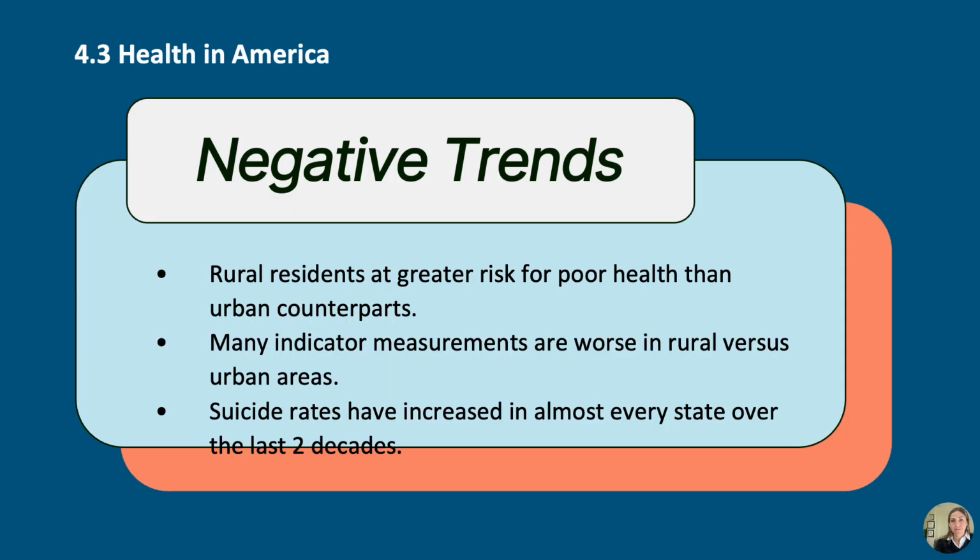In terms of negative trends, things that we see are that rural residents are at greater risk for poor health than urban counterparts. Many indicator measurements are worse in rural areas versus urban areas. Suicide rates have increased in almost every state over the last 2 decades.